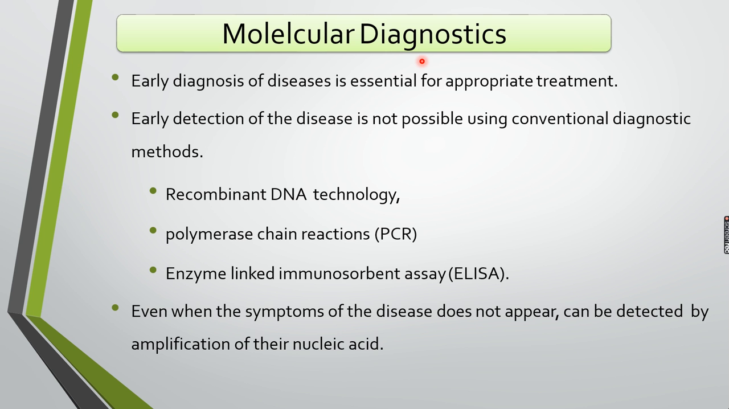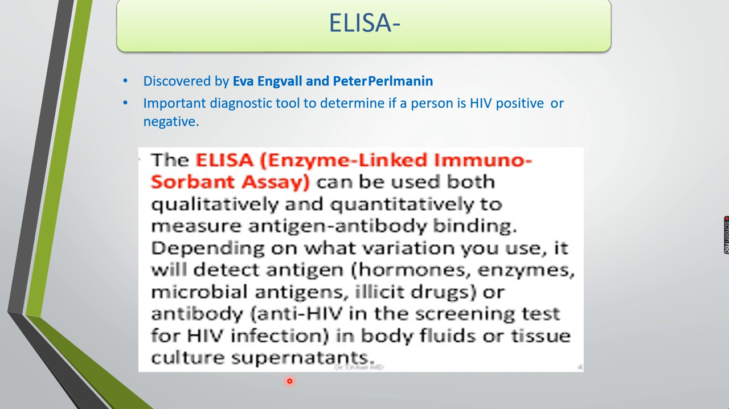So what are the molecular diagnostic techniques I said? Early diagnosis of disease is essential for appropriate treatment. Early detection of the disease is not possible otherwise, so we are going for early detection of the disease before showing the symptom: recombinant DNA technology, PCR test, and ELISA test. Even when the symptoms of the disease do not appear, it can be detected by amplification of the nucleic acid. So the first one we are going to see is the ELISA test.